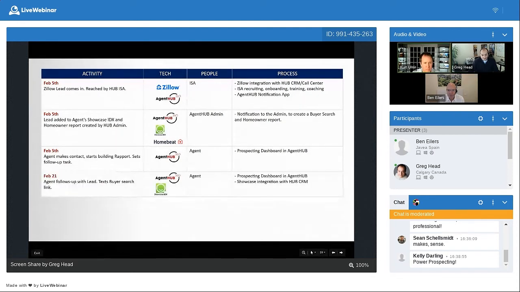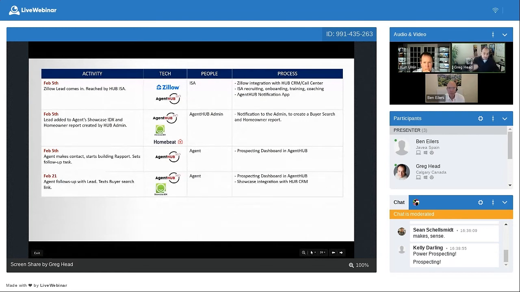And process-wise, that's having a dashboard that when they jump into their CRM, boom, they know what they're doing. And that took organized data to know that. February 21st, fast forward a couple of weeks, the agent follows up with that lead and actually sends them the link. Showcase and Agent Hub are integrated, so they have that Showcase link to that search right in their CRM. They send that to the agent, have a call, and guess what?